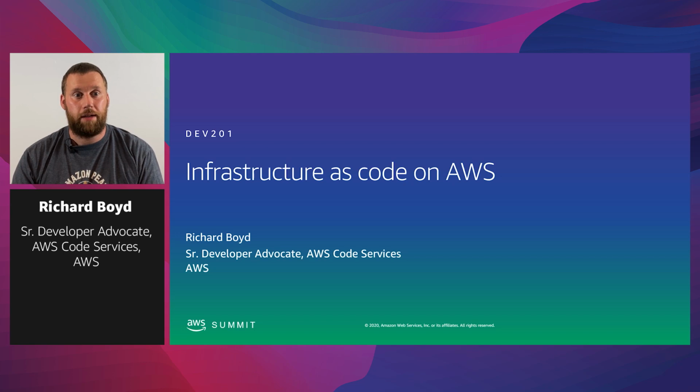My name is Richard Boyd, and today we'll be covering infrastructure as code on AWS. I'm a senior developer advocate for the AWS Code Services, so this includes the code products such as CodeBuild, CodePipeline, CodeDeploy, CodeArtifact, CodeCommit, as well as the SDKs, the CDK, the CLIs, basically any tool that developers use to build applications on AWS for services that I'm a developer advocate for.